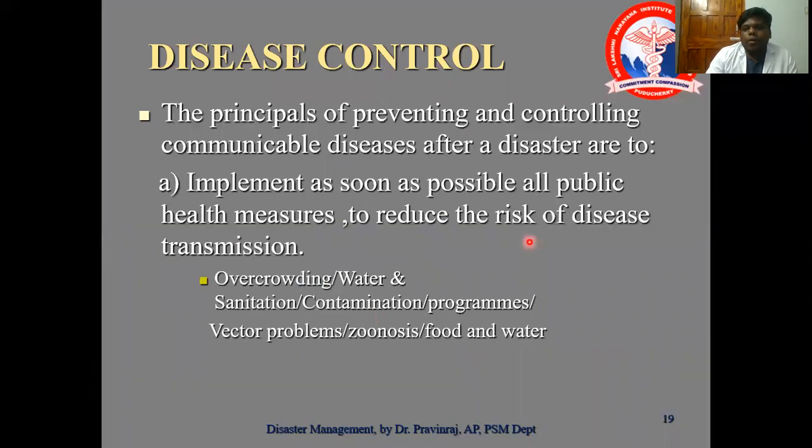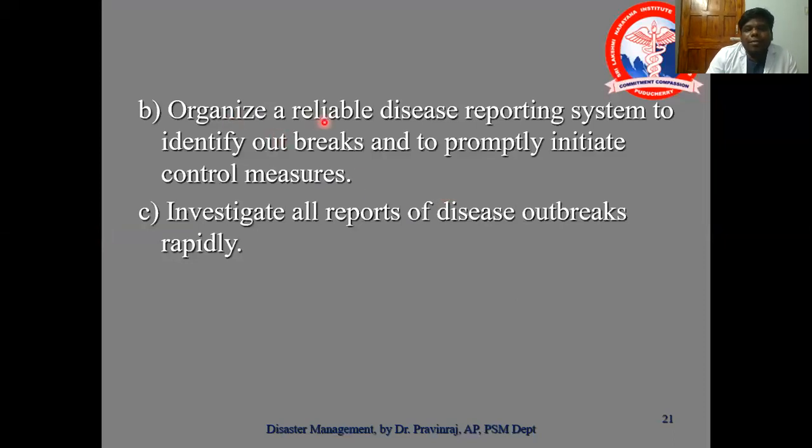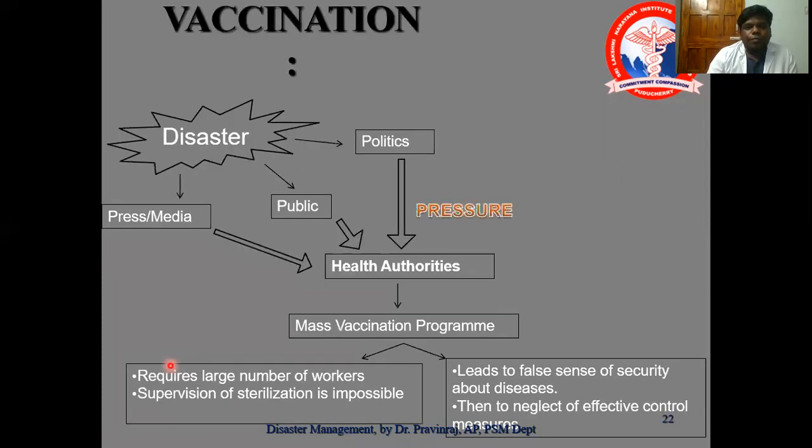So first we are going to see public health importance in control: organize a reliable disease reporting system to identify outbreaks and promptly initiate control measures, then investigate all reports of disease outbreaks rapidly. Then comes vaccination, whether to give vaccination or not in the case of disaster. Actually, we'll be having pressure from the political side, the public side, and the mass media side.